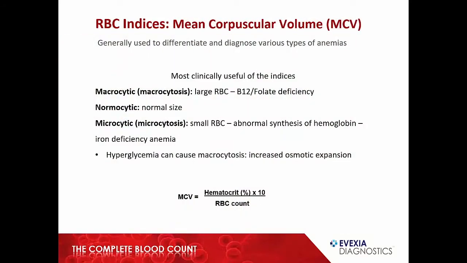First is the mean corpuscular volume, and that's generally used to differentiate and diagnose various types of anemias, as I said earlier, and it's the most clinically useful of indices. If the MCV is small, microcytic, meaning small RBCs, there could be a problem with abnormal synthesis of hemoglobin and iron deficiency anemia. And please remember that hyperglycemia can cause macrocytosis due to an increased expansion and involved in osmotic pressure. Below is the formula on how it is calculated.